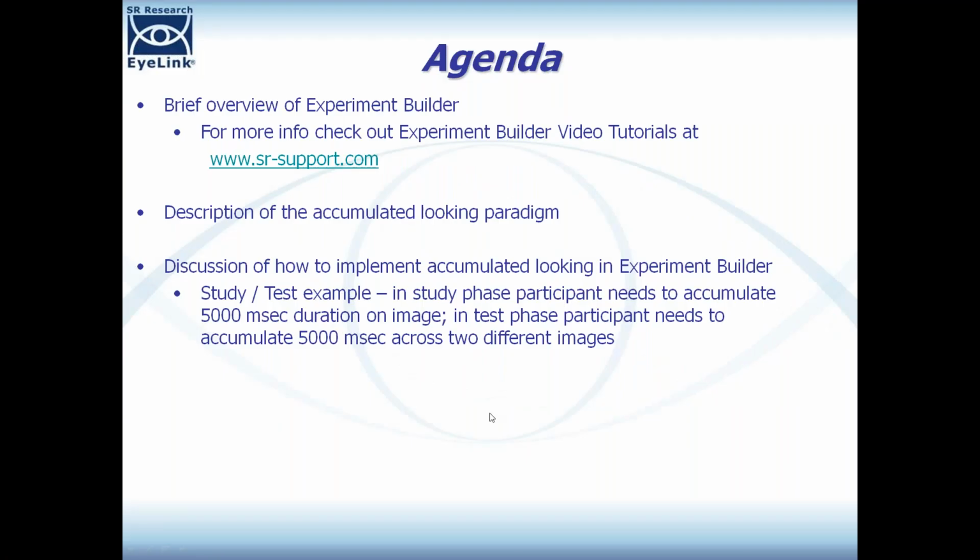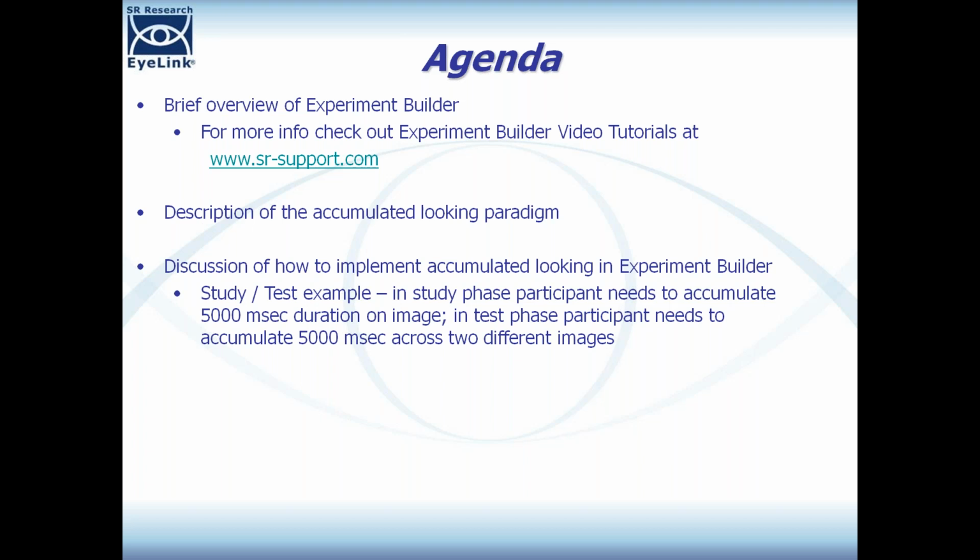I'll just give you a very brief crash course when we start. Then we'll talk about what the accumulated looking paradigm is, just describe it, and then we'll talk about how you can implement that in Experiment Builder. And we'll talk about an example that does a study test paradigm of the accumulated looking paradigm, or I should say the study test version of the accumulated looking paradigm.